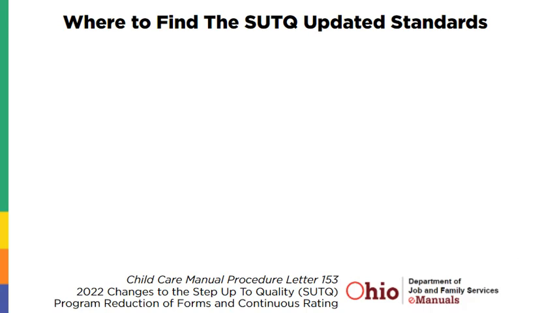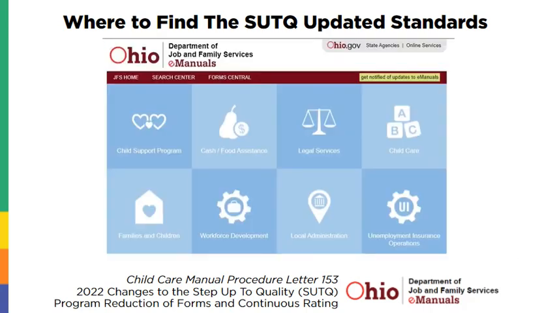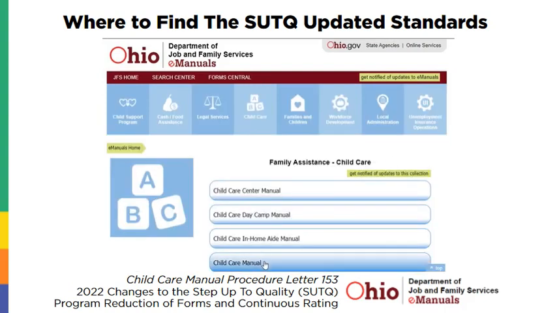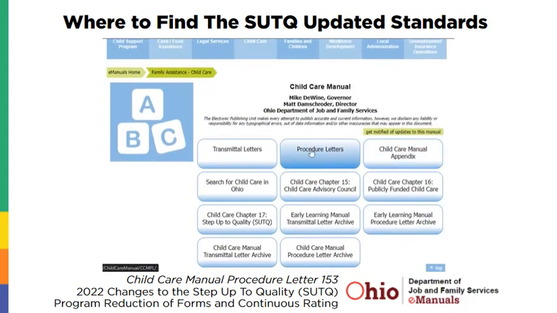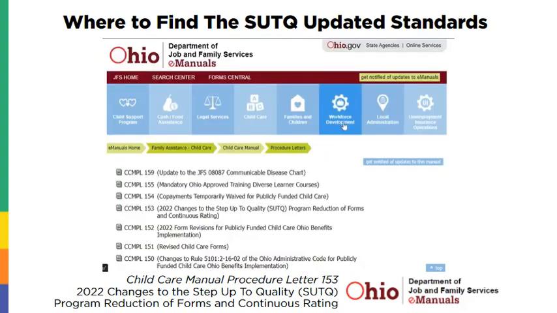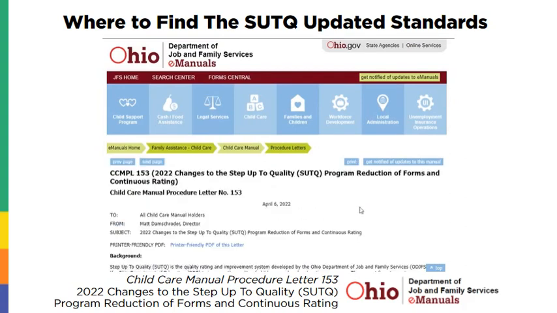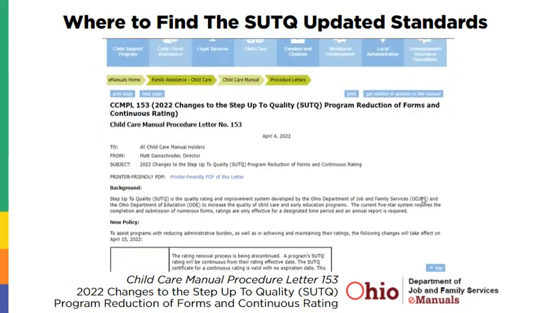Now let's take a look at where you can find the updated Step Up to Quality program standards. The standards can be found on ODJFS Manual's webpage under Child Care Manual, Procedure Letters, and finally, you will select the Child Care Manual Procedure Letter number 153. It is also titled as 2022 Changes to the Step Up to Quality Program Reduction of Forms and Continuous Rating.